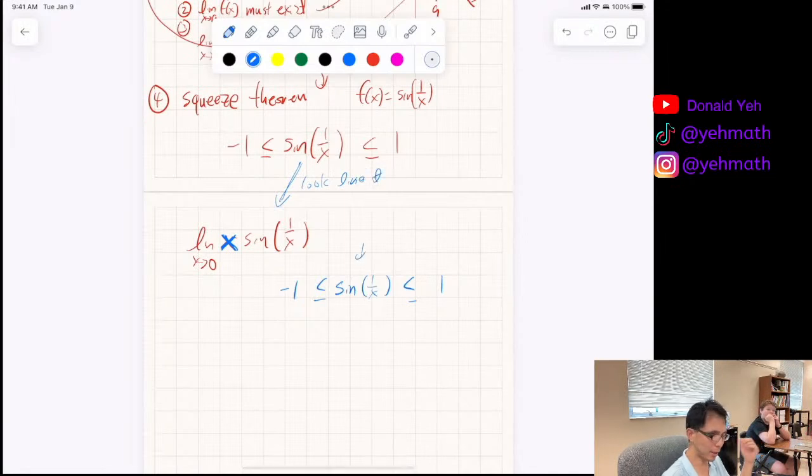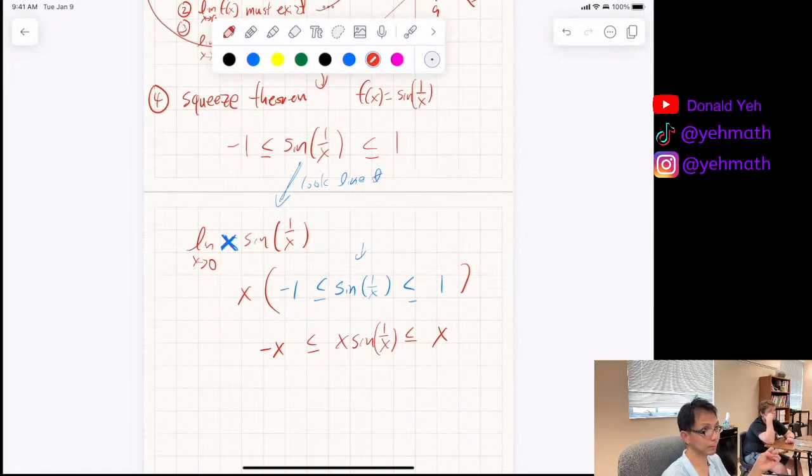Now I'm going to get this, and you say, okay, I got this. All I have to do is multiply by x. So if I multiply by x, negative 1 becomes negative x, and the whole thing is multiplied by x. And that's going to be like this. You guys see that? Since sine of 1 over x is oscillating between negative 1 and 1, this function is going to oscillate between negative x and x.